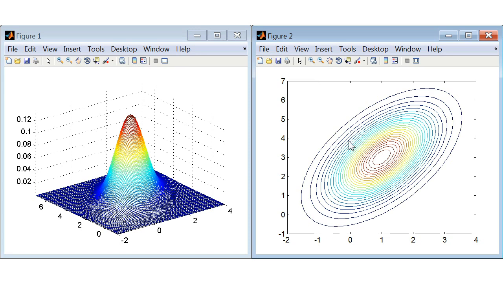The contour curves are ellipses centered at the point that corresponds to the mean of the Gaussian distribution. The axes of these ellipses correspond to the eigenvectors of the matrix of covariances.